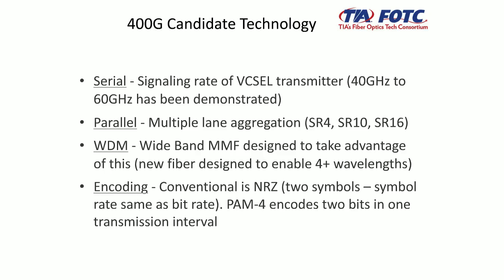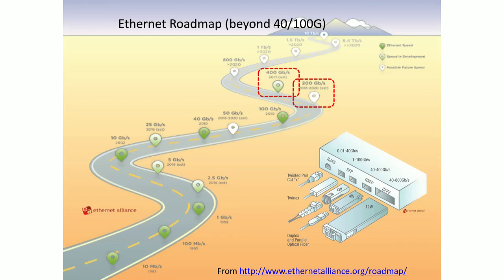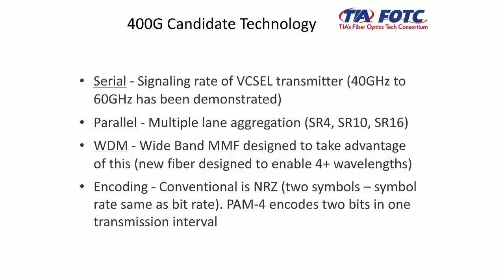Okay, so beyond 40 and 100 gig, we're going to start to talk about 200 and 400 gig, same roadmap that we showed before. There are candidate technologies to get there. Serial just means signaling, turning the VCSEL off and on really quick. Parallel is like a brute force technique: SR4, 4 transmit, SR10, 10 transmit, SR16, 16 transmit. WDM, multiple wavelengths as virtual lanes in the channel, and encoding. PAM4 seems to be the target here.